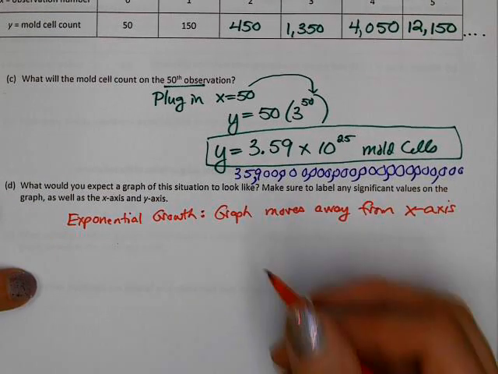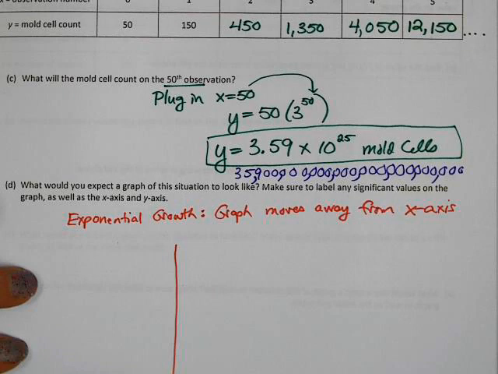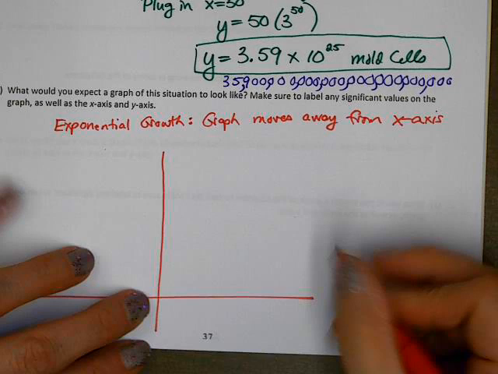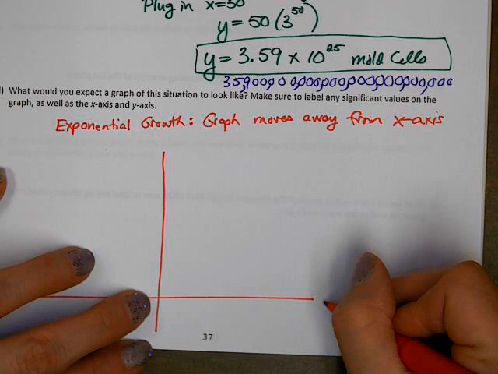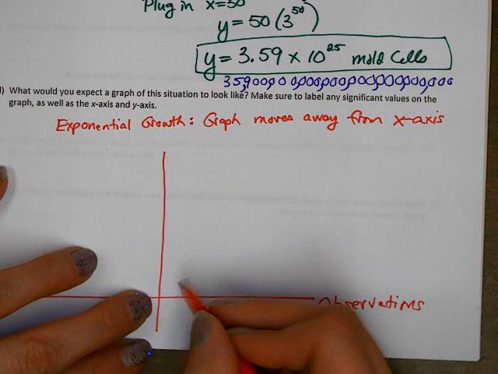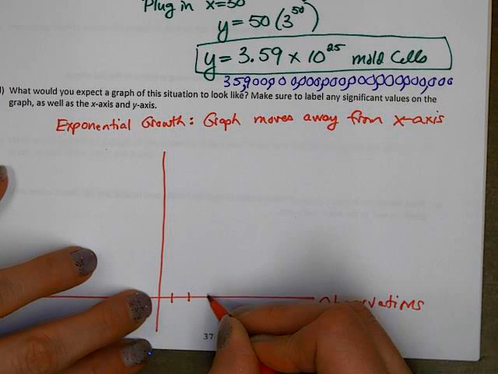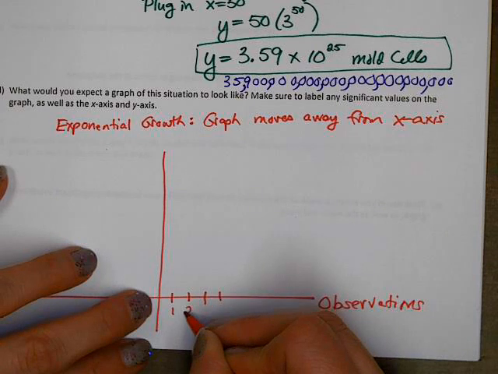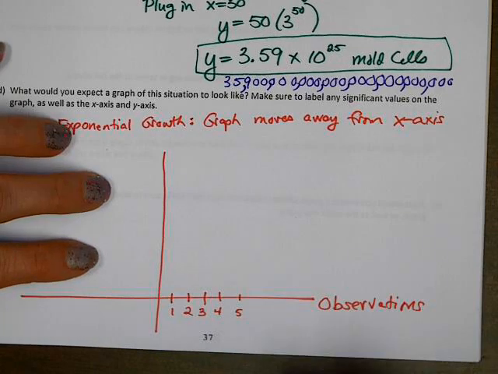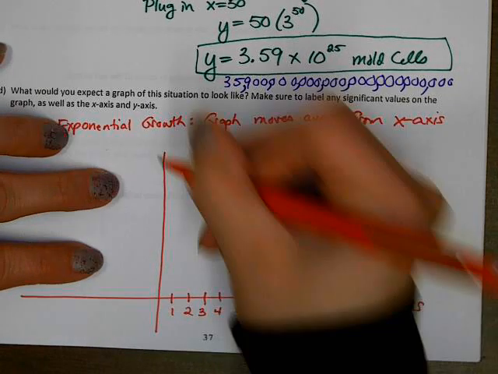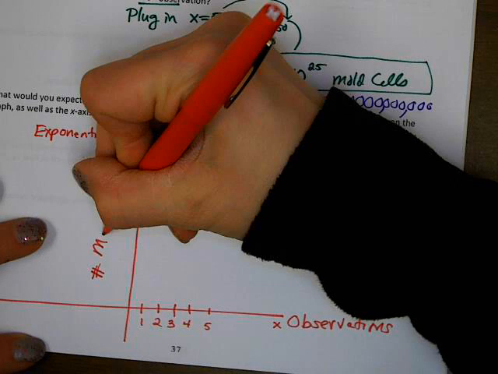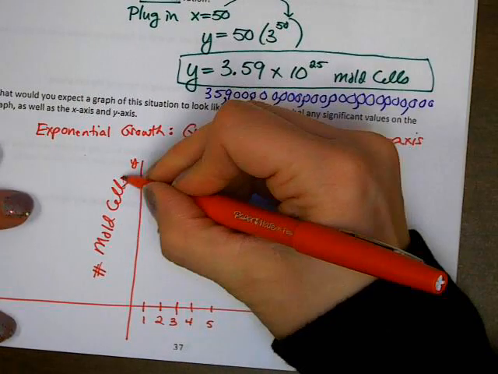Okay, so I'm going to go ahead and draw some axes here like this. Okay, now the beginning of time, so we've got observations right here on the x-axis. I make one observation, two observations, three observations. Okay, so let's label the x-axis as observations. And then on the y-axis, this was my x variable, the y variable, this represents the number of mold cells.